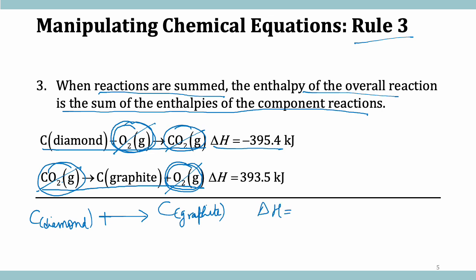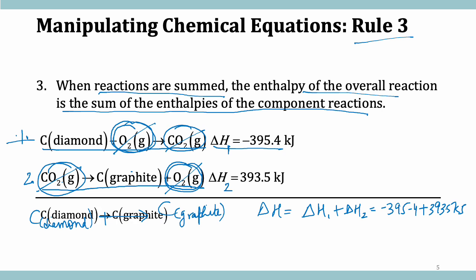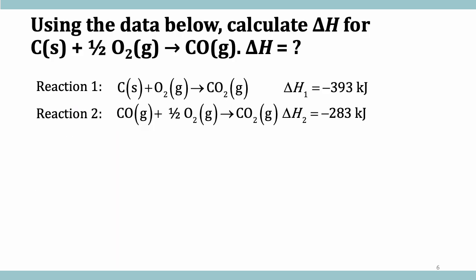I added reaction number 1 and reaction number 2, which means I should also add the delta H values. If this is H1 and this is H2, my delta H will be H1 plus H2. So it is negative 395.4 plus 393.5 kilojoules. That would be my heat of reaction for the bottom reaction, which gives me negative 1.9 kilojoules. That is Hess's law.